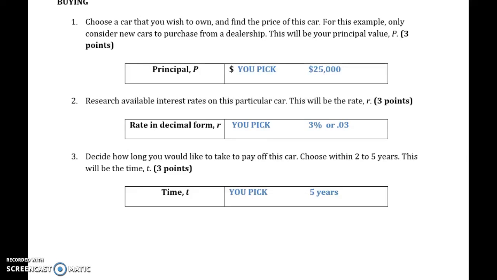For the first three problems here with buying a car, there really is no right or wrong answer. You just pick the values. So pick the price, principal. Be careful with the rate as a decimal. You should be entering it as a decimal. So for example, if you pick 3%, that would be 0.03. And then pick any time frame to repay your loan in between 2 and 5 years.